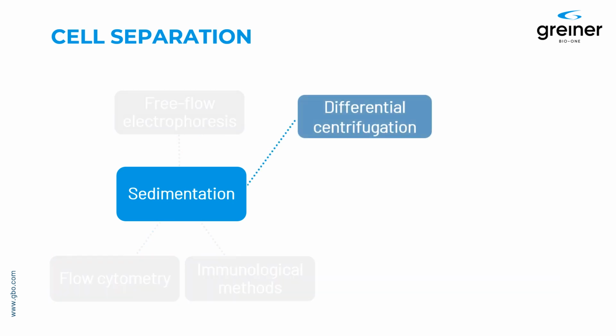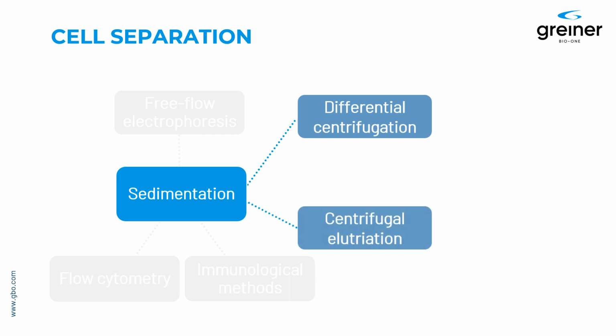Differential centrifugation makes use of the fact that particles of different sizes in a suspension will sediment at different rates, with larger particles sedimenting faster. By applying a series of increasing centrifugal force cycles, pellets containing cells of decreasing sedimentation rate can be obtained. Drawbacks of this method are the low resolution and poor recoveries. A higher resolution can be obtained with centrifugal elutriation, but the method requires rather sophisticated and specialized instrumentation.